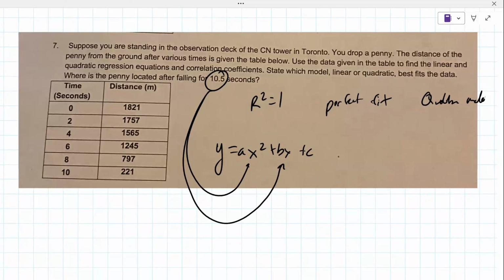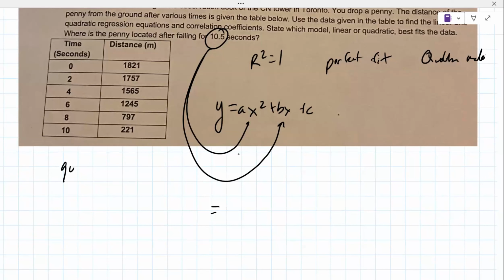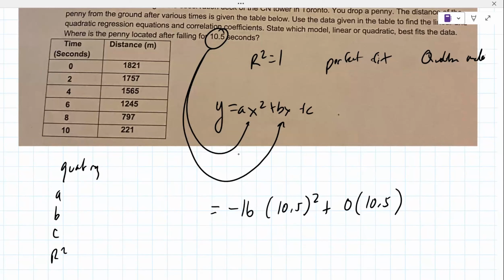Oh, right, I forgot about that. So that is basically x. So then y equals a times 10.5 in parentheses squared. I don't know how to actually write this out. What is your a value? I don't know, right? That's the quad reg, which gives you a, b, c, and r squared. So that would be negative 16 times 10.5 squared plus, what's the b value? The b value is 0, plus 0 times 10.5, plus 1,821.